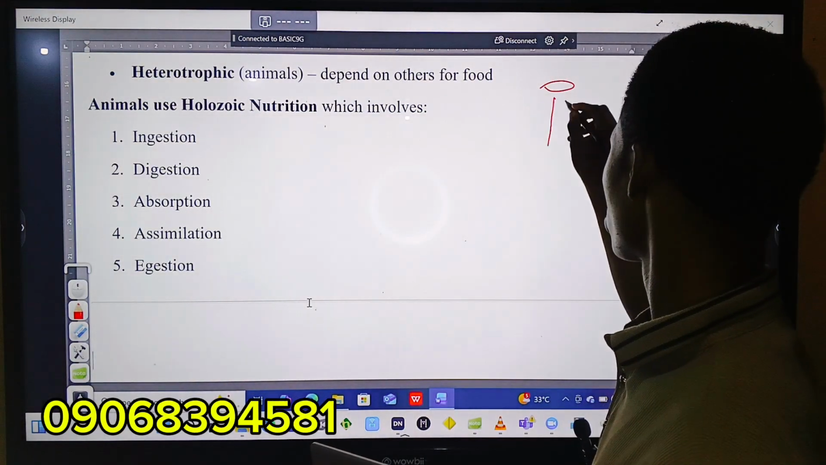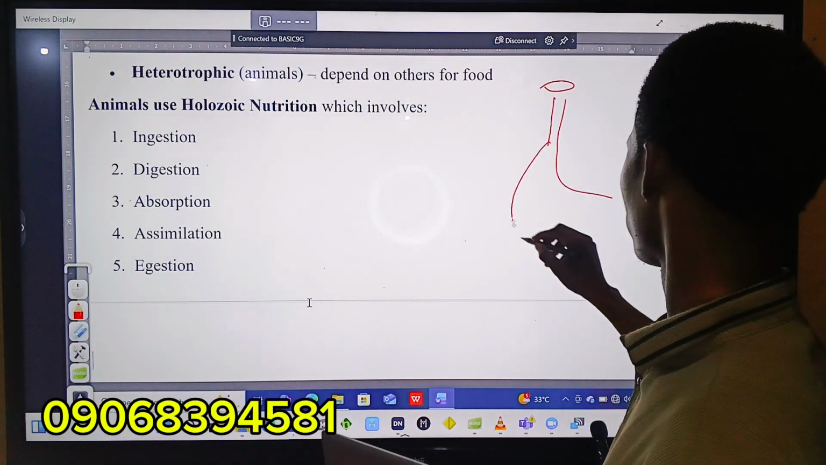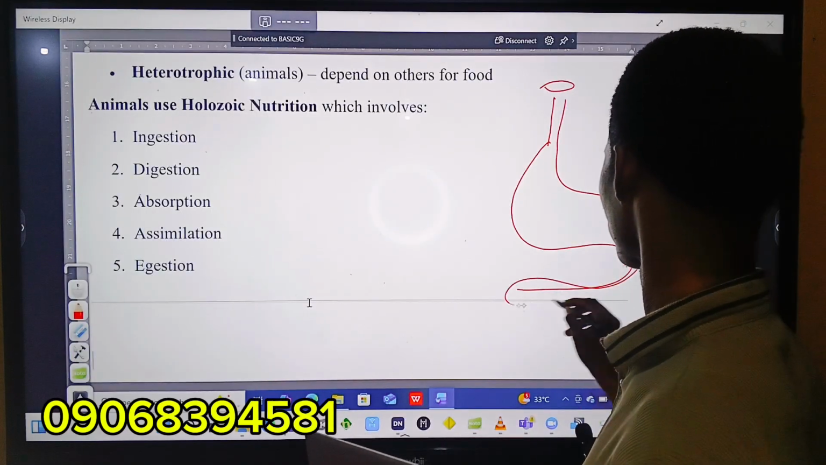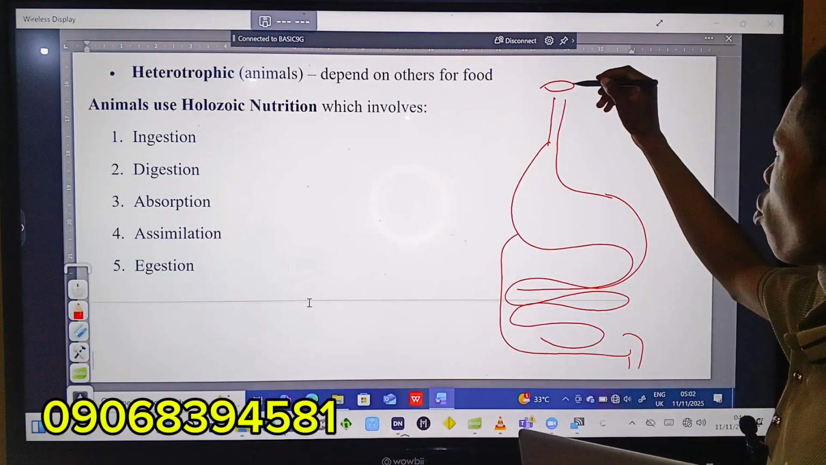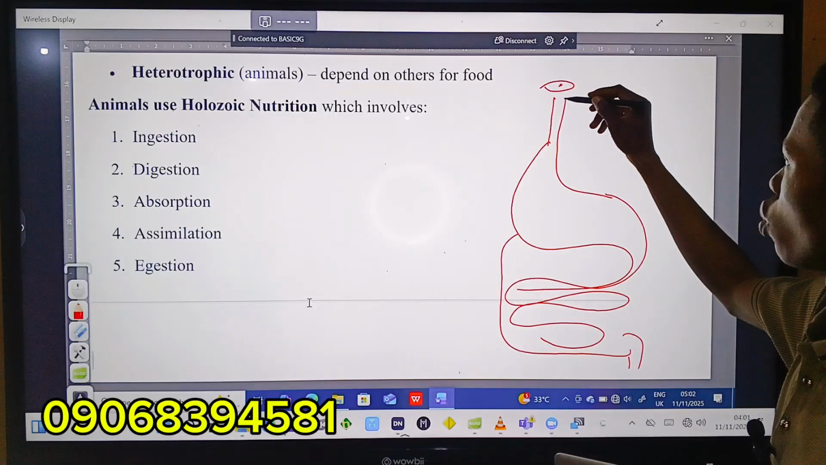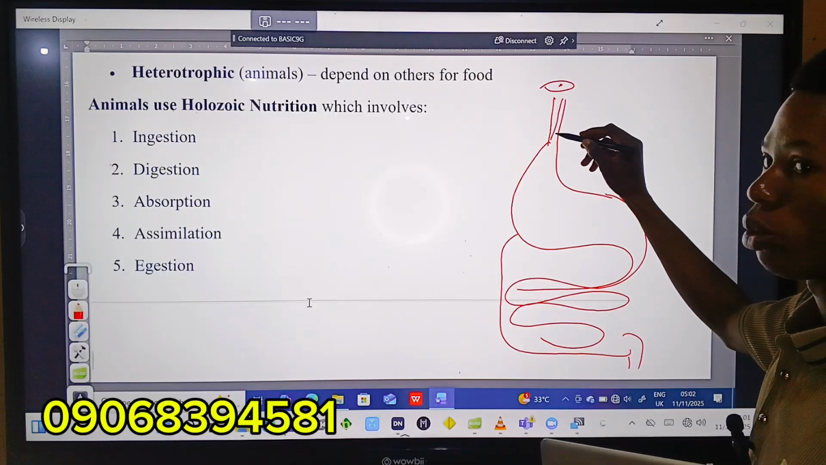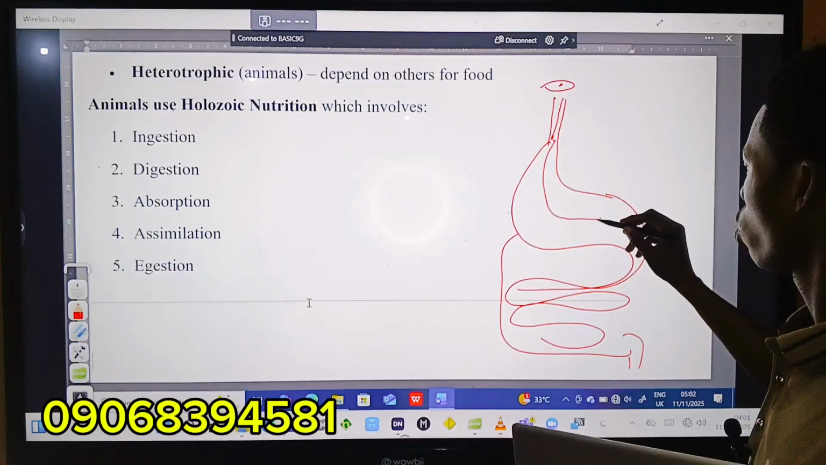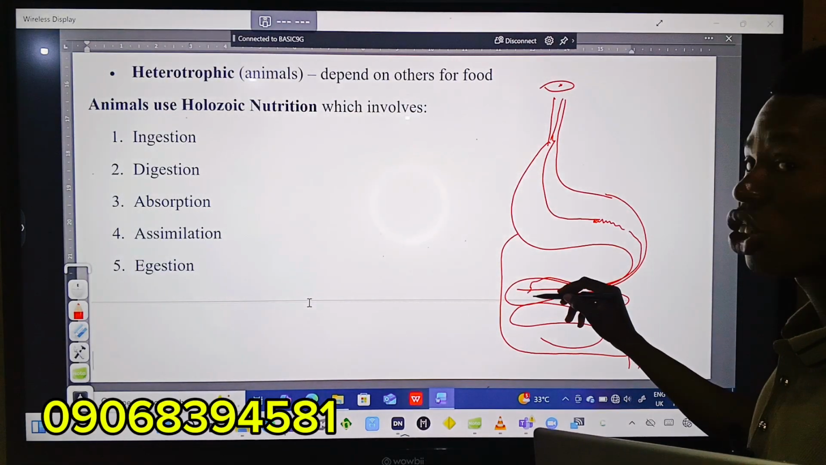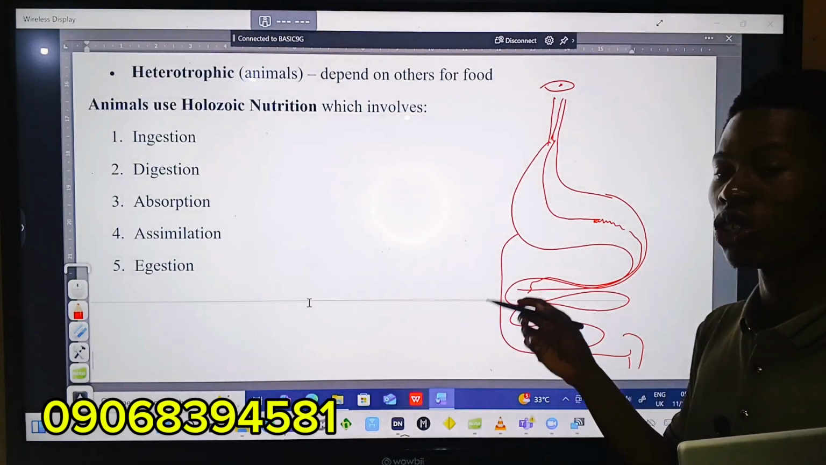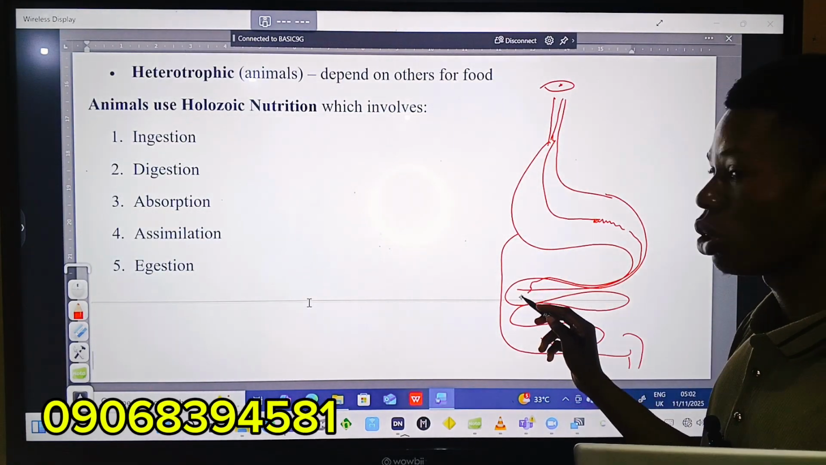Then from your mouth, let's look at the diagram. Let's assume this is your intestine. So from your mouth here, the food moves through your gullet or esophagus, from your gullet to your stomach, from your stomach now to your small intestine. And digestion ends in the small intestine. So digestion starts from the mouth and ends in the small intestine.